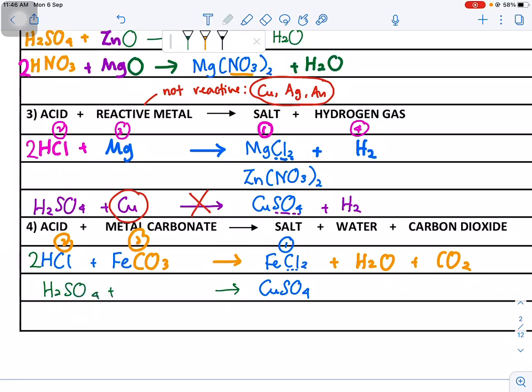So, what else yang kita tak pakai lagi? Dia ada Cu, so we put Cu here. Because this is under metal carbonate, you combine copper and carbonate, so you get CuCO3. Acid and metal carbonate. So, what will be the product? Salt, water, and carbon dioxide.